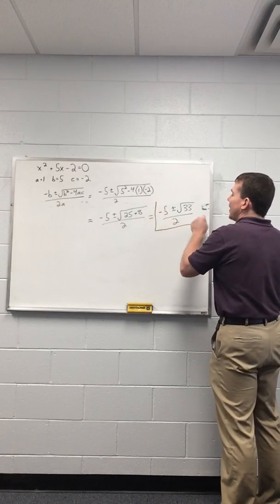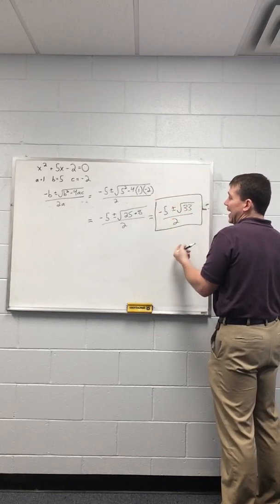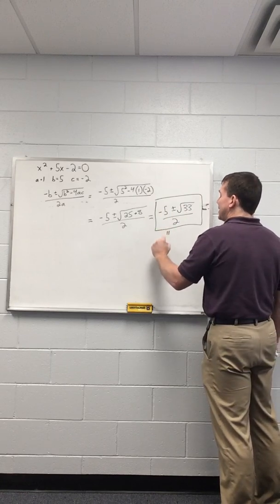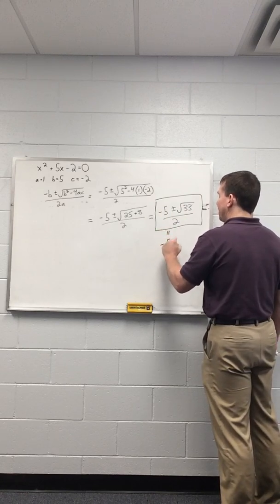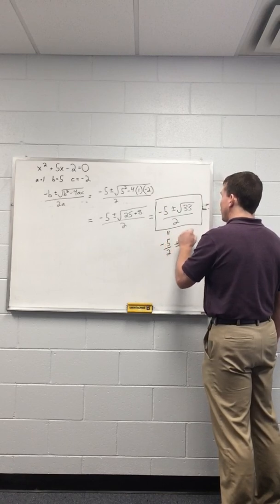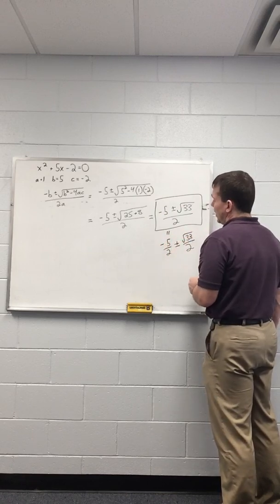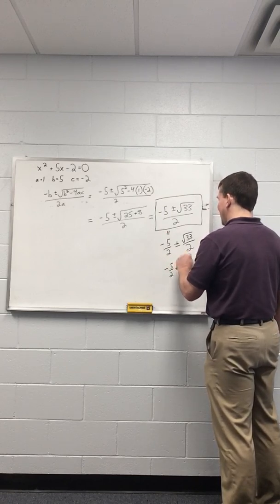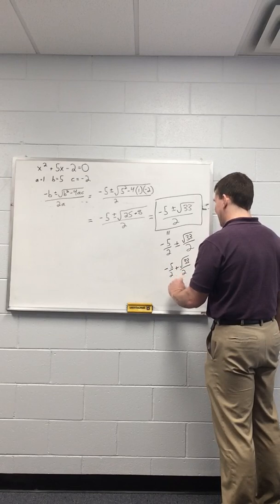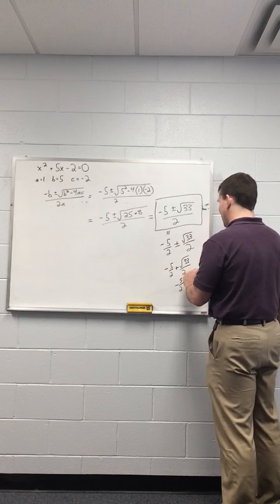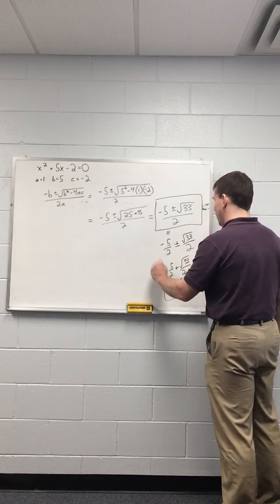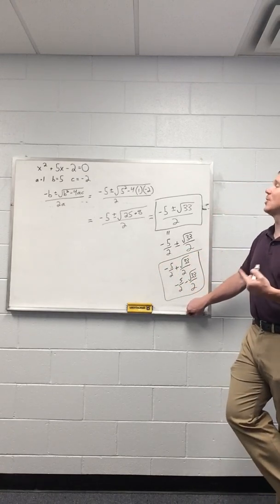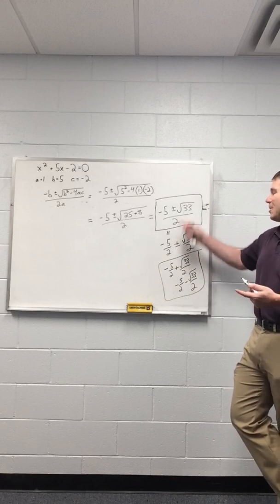Now again, if you want to write your answer like this, that's completely fine. It's reduced, I can't simplify anything else, so I'm good. If you want to write it separately, you can write negative 5 over 2 plus or minus root 33 over 2. If you want to write negative 5 over 2 plus root 33 over 2, and negative 5 over 2 minus root 33 over 2, that works too. I'm not really particular about which way you write it. As long as you reduce it correctly, you can write it in different forms.